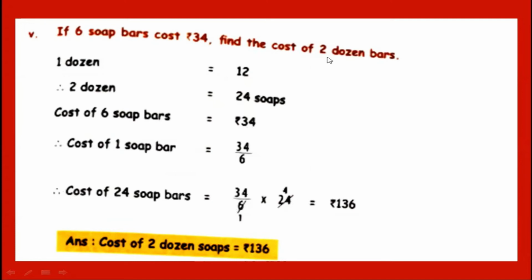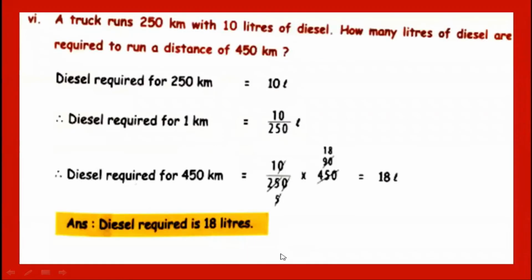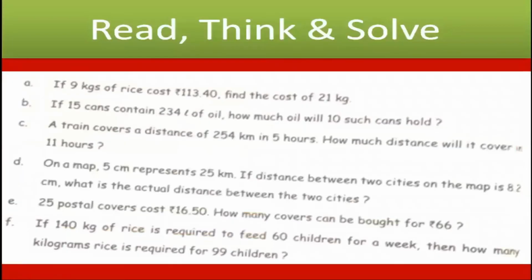Here 6 fours are 24. So cancel 6 and 24. Now above the 24 you write 4. So 34 into 4 is equal to 136. Cost of 2 dozen soaps is equal to rupees 136. Rest of the examples, go through from textbook.